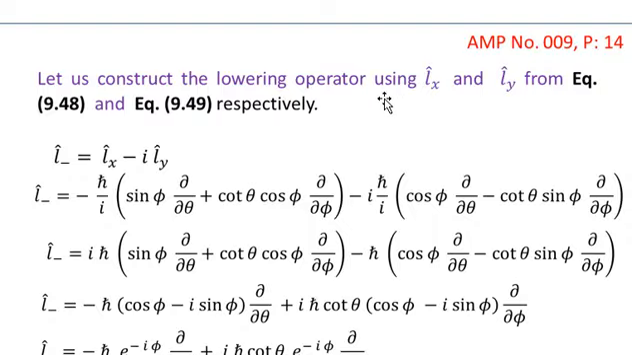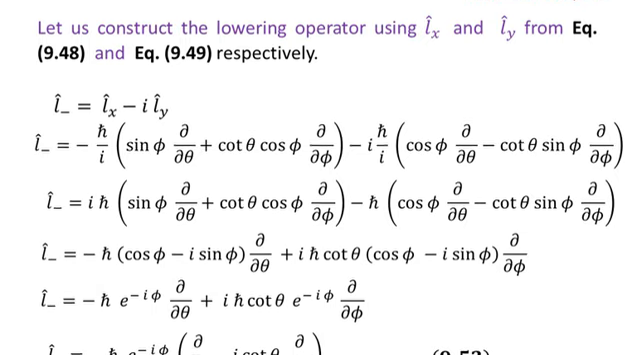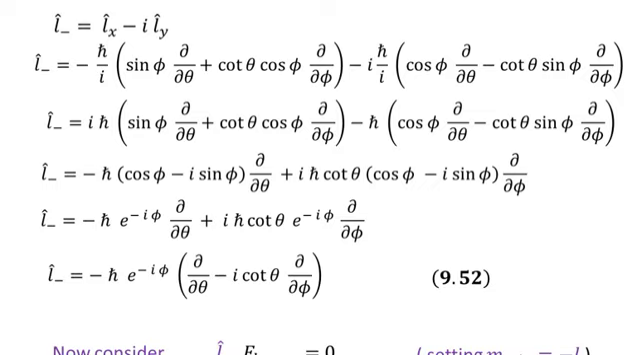Let us construct the lowering operator using the Lx and Ly operators from equations 48 and 49. Previously I expressed Lx and Ly using spherical polar coordinates, and now I am using their values from equations 48 and 49 to find the L minus operator. So L minus, the lowering operator, is defined as Lx minus i times Ly. Substituting the values of Lx and Ly from equations 48 and 49 and simplifying, I finally reach equation number 52.